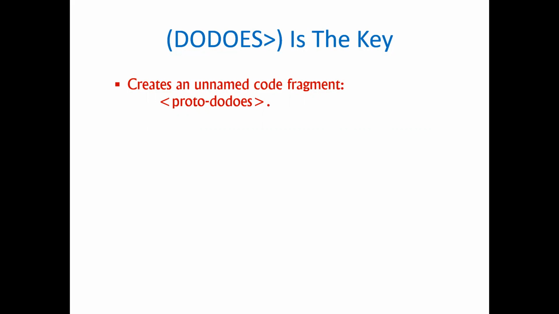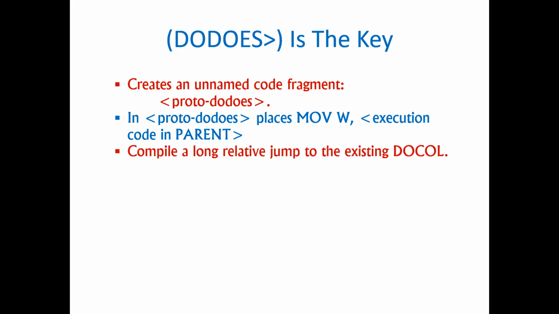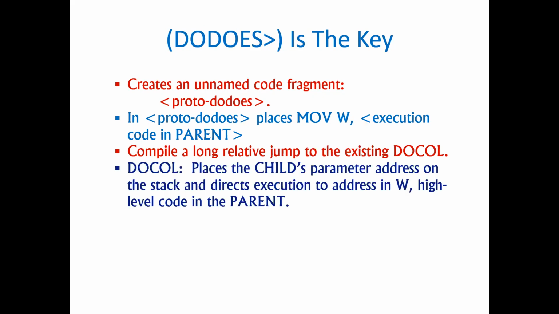It's a silent process. It has no head. It is just a short snippet of code. The proto do does uses the move to W the execution address in parent. This means that in register W, we now have the address of the high-level code in the parent word. This is done by compile. Then we compile a long relative jump to the existing do colon. And do colon does as we expect. It places the child's parameter address on the stack, directs execution to the address in W, and then execute next, which takes us to that high level, interpreting that high level code in the parent.